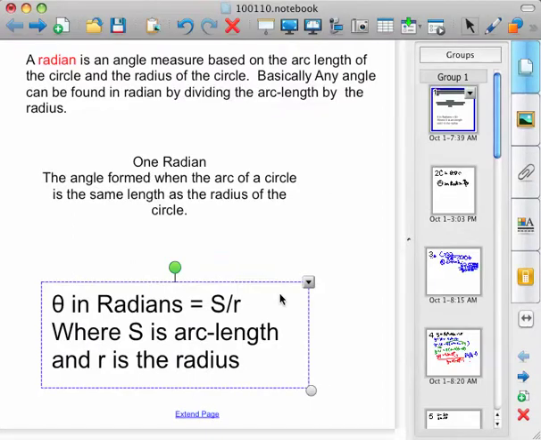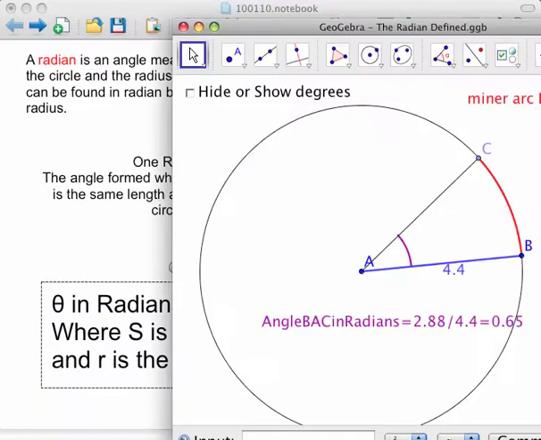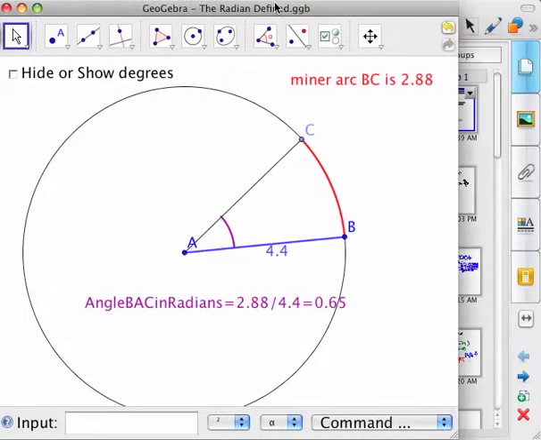Theta in radians is s over r, where s is the arc length and r is the radius. So you're just dividing arc length by radius. Keep that in mind. Here's a picture of that situation. Here we have a circle, and the red is the arc length, and the blue is the radius. We'll go ahead and trace this out a little bit.